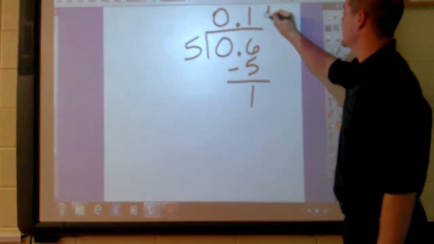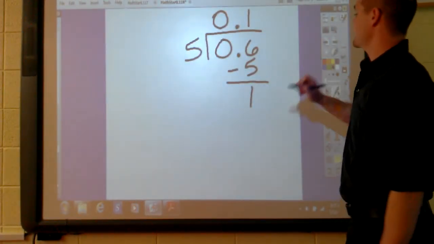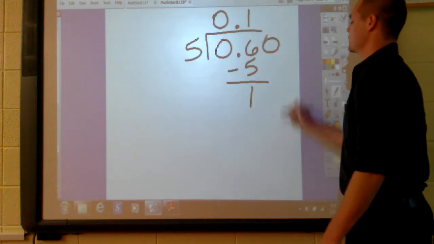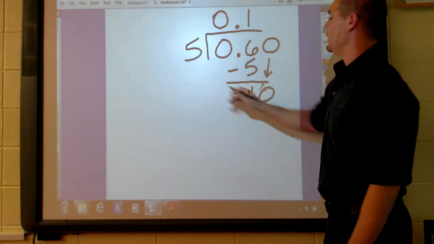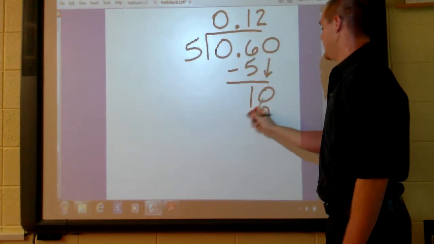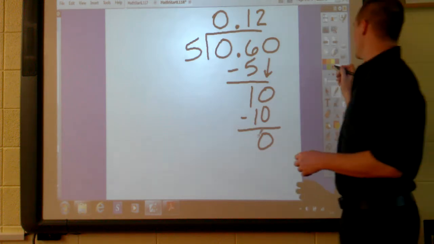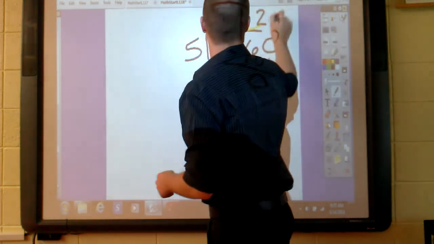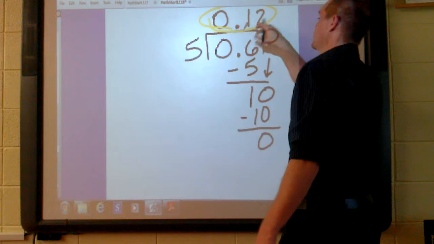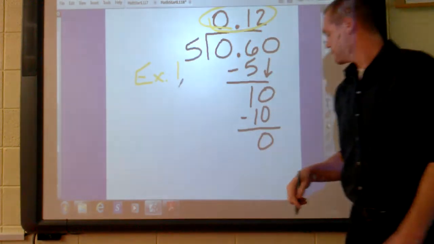I'm not going to write 1/5. For these decimal problems, I'm going to add a 0. Okay, and when I add that 0, I bring it down. 5 goes into 10 twice. 2 times 5 is 10. There's no remainder. So my answer for example number 1 is 0 and 12/100. Example 1.